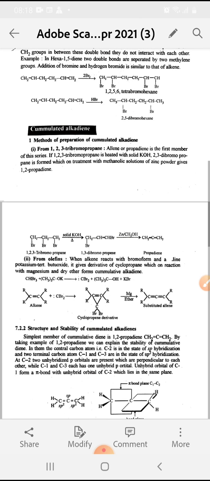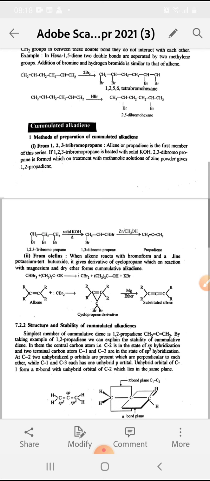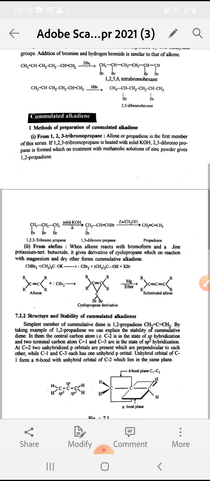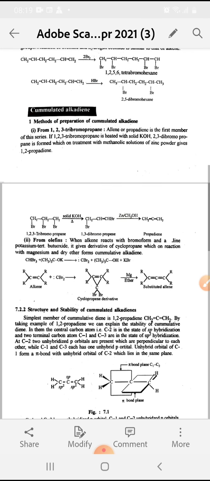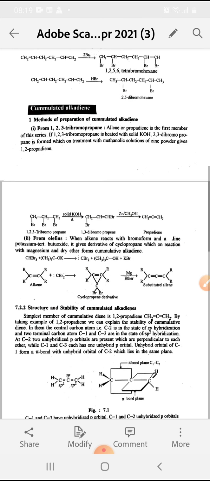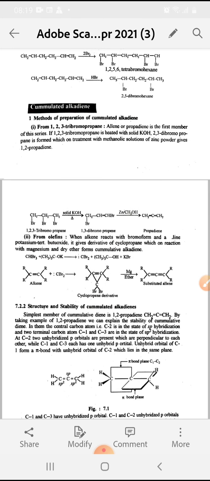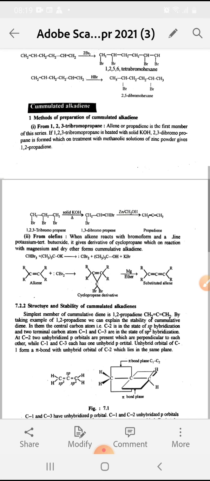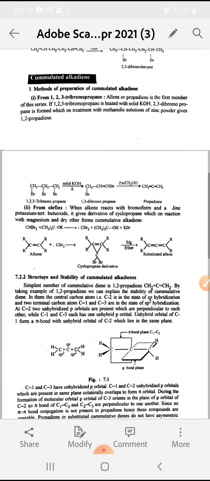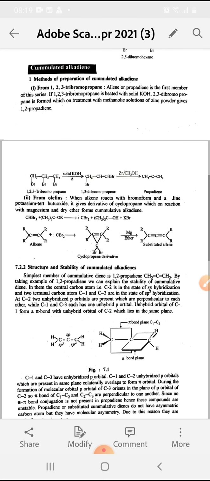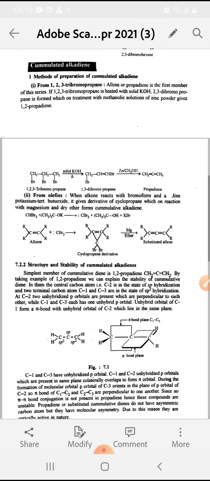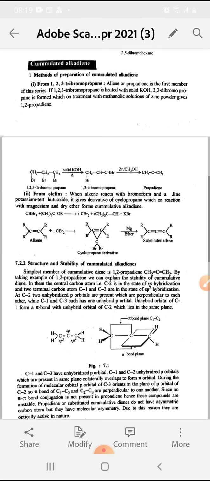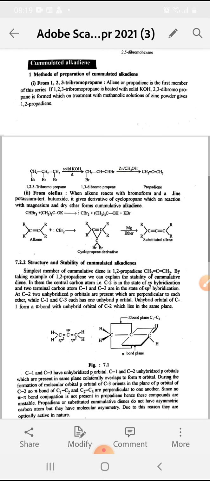Now we come to cumulated alkadiene. Let's take up methods of preparation of cumulated alkadiene. The first method of preparation is from 1,2,3-tribromopropane. Allene or propadiene is the first member of the series. If 1,2,3-tribromopropane is heated with solid KOH, 2,3-dibromopropene is formed, which on treatment with methanolic solution of zinc powder gives 1,2-propadiene. So here we see in this reaction 1,2,3-tribromopropane reacts with solid KOH and forms a dibromopropene, which on reaction with zinc and methanol gives propadiene.